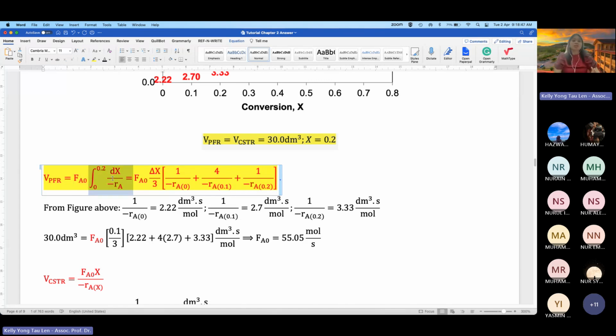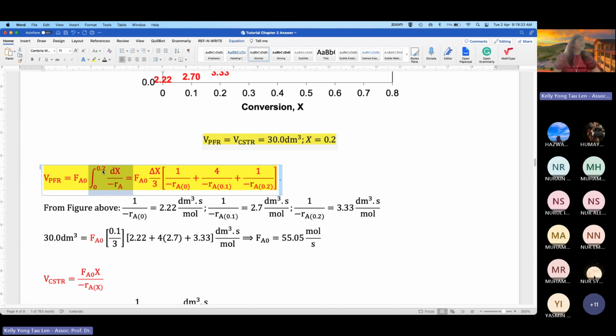The end is an integral. You must be very careful when it comes to the PFR, because it's very important to know what conversion the PFR is converting from and to. That forms your bottom limit and your upper limit. In this PFR, they're converting from 0 to 0.2, meaning from no conversion of A until it achieves 20% conversion of A. So it becomes the integral from 0 to 0.2 of dX over minus rA. This is the integral formula.